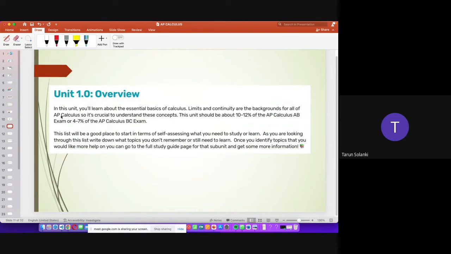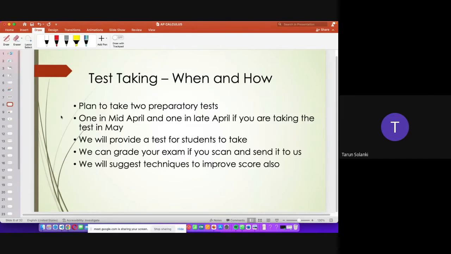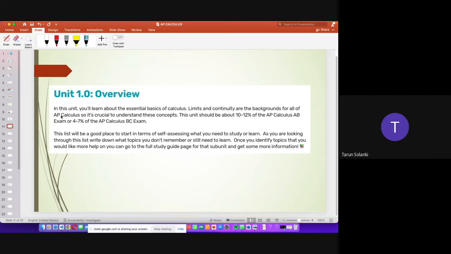So now let's come to the first unit, which is your limits, right? As you checked here, the first unit is limits and continuity. In this unit you'll learn about the essential basics of calculus. Limits and continuity are the background for all of AP calculus, so it's crucial to understand these concepts. This unit should be about 10 to 12% of the AP Calculus AB exam, or 4 to 7% of the AP Calculus BC exam, right?